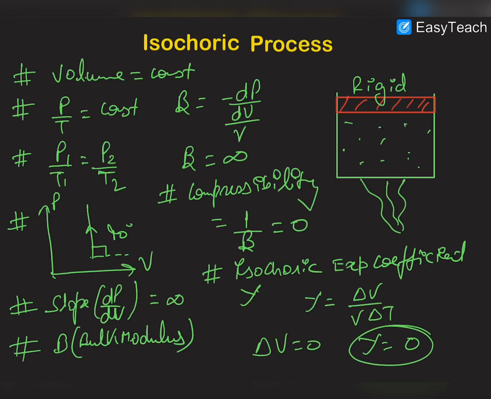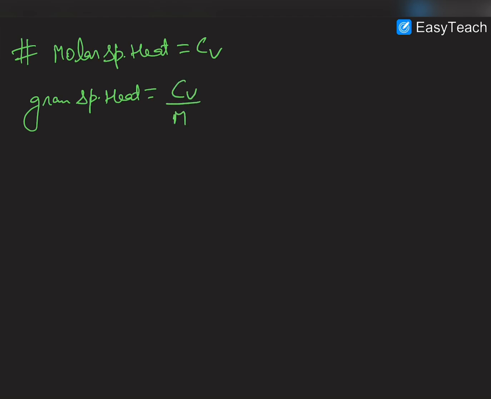Now we also know that the molar specific heat in an isochoric process is Cv. So the molar specific heat is Cv, and the gram specific heat is Cv upon the molecular mass of the gas, and Cv we know is R by 2 into F, where F is the degree of freedom. So FR by 2 is the molar specific heat.